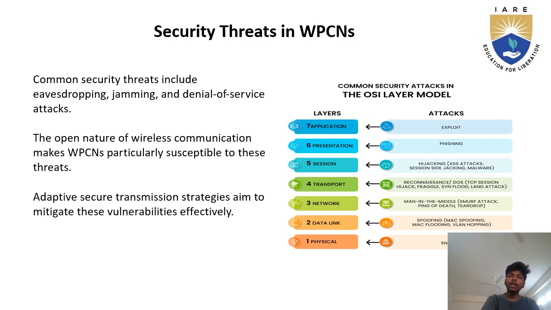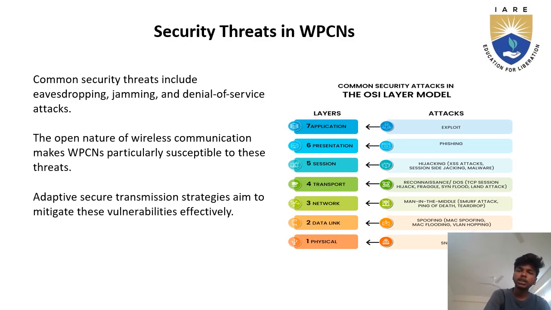Security threats in wireless powered communication networks. Common security threats include eavesdropping, jamming, and denial of service attacks. The open nature of wireless communication makes WPCNs particularly susceptible to those threats. Adaptive secure transmission strategies aim to mitigate these vulnerabilities efficiently.